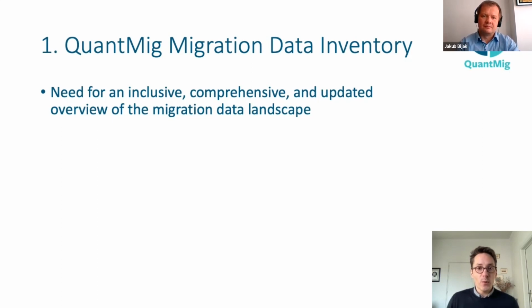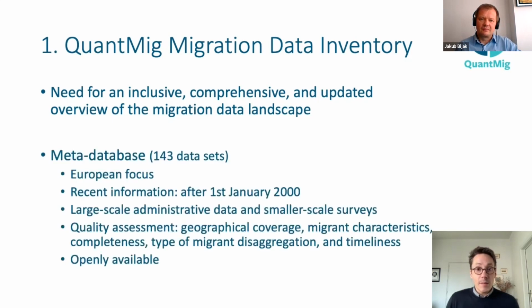Its purpose is not only to catalog existing datasets on migration, but also to provide key information on each dataset in a searchable and accessible way. The metadatabase covers 143 datasets. It has a focus on European migration data from the last 2 decades and provides a comprehensive overview of all types of datasets, from large administrative data to relatively small-scale surveys.